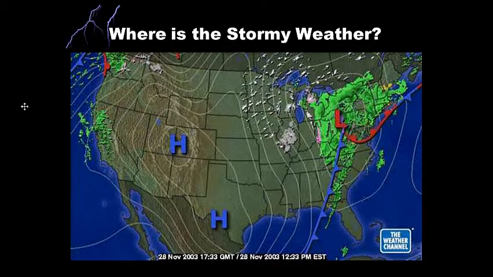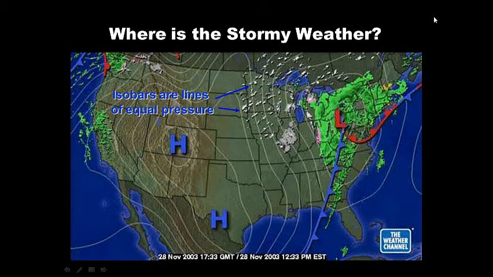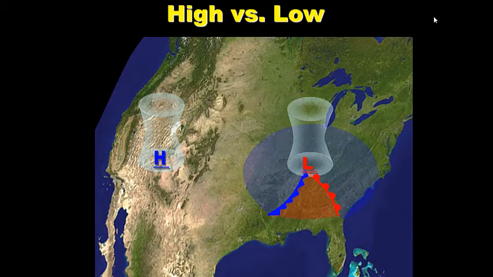So here's a typical summer weather pattern. We are dominated by mostly high pressure, sunny weather. But look at the East Coast. That is a low pressure. And there are these fronts we're going to talk about in a second. Those lines are what we call isobars, lines of equal air pressure. So high versus low.